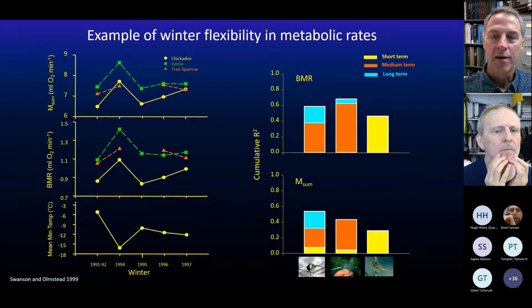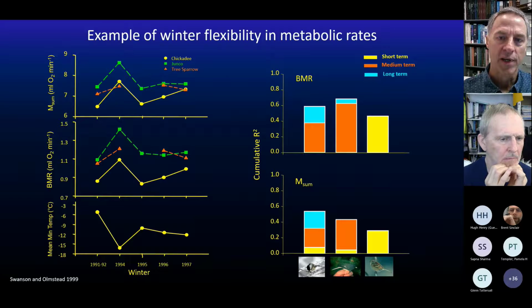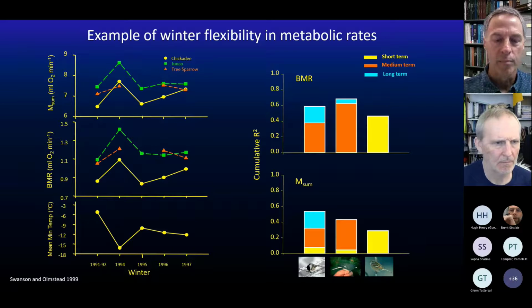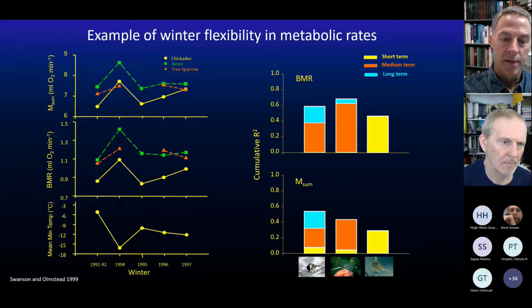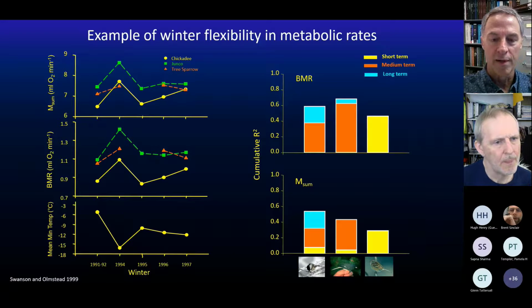But metabolic rates can also be flexible among and within seasons. So these are some data that we generated several years ago for black-capped chickadees, dark-eyed juncos, and American tree sparrows. Let's focus on the left-hand panels to begin with. The bottom panel is the mean minimum temperature over the period where we measured metabolic rates in these birds. And you can see that in the winter of '91-'92, it was relatively warm. The winter of '94, it was cold. And then the other winters were sort of intermediate.